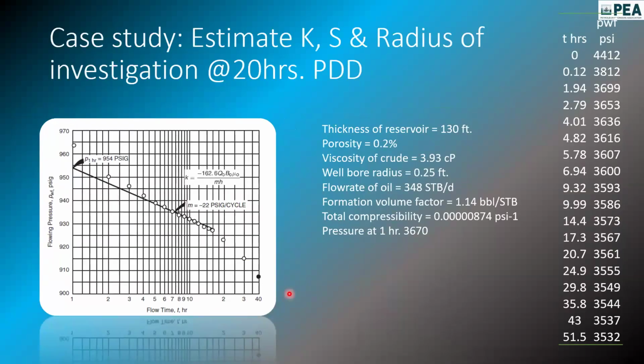So let us go with a case study: estimate permeability, skin factor, and radius of investigation at 20 hours by pressure drawdown test. And the data was already given. Since I cannot import the full pressure data from Excel into the presentation, space is limited, so I have given the initial data. So time in hours and pressure were given. You can see the pressure is declining.